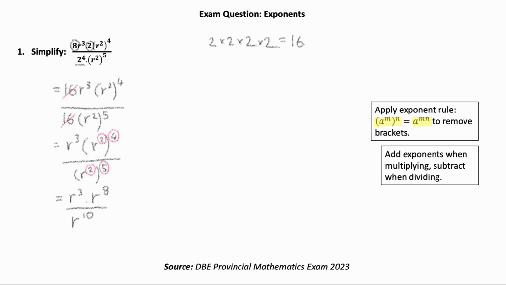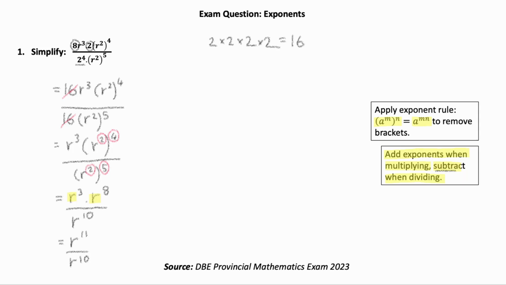Now let's have a look at this. Add exponents when multiplying and subtract when dividing. But the key here is that you have to have the same base. Do we have the same base? We have r and r. We have to multiply them, so that means we are adding the exponents. 3 plus 8 is equal to 11. So that leaves us with r to the power of 11 divided by r to the power of 10.